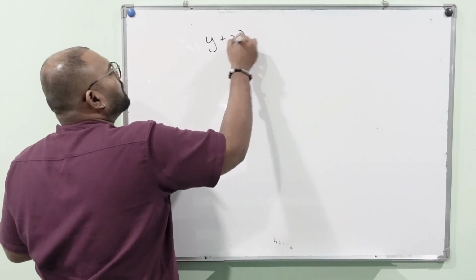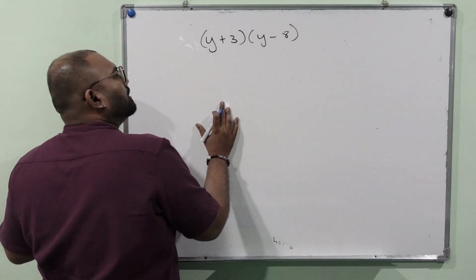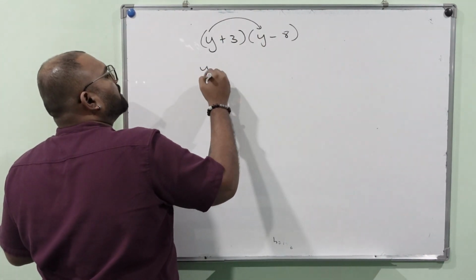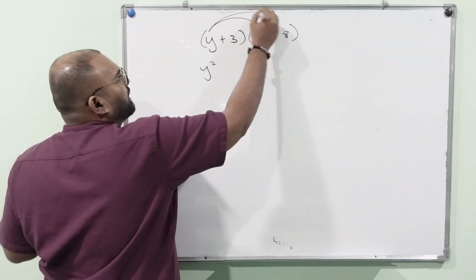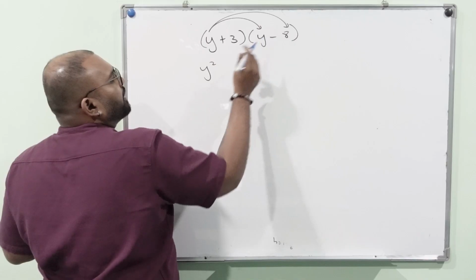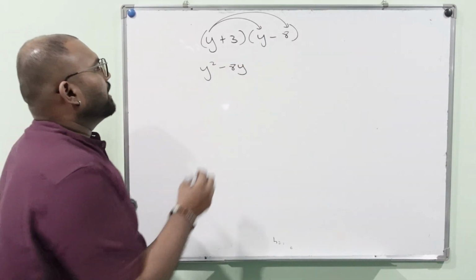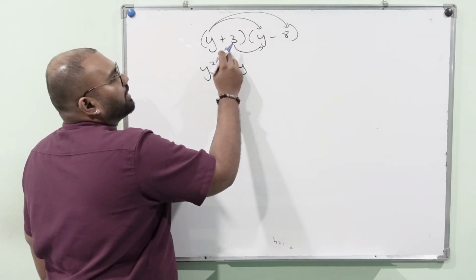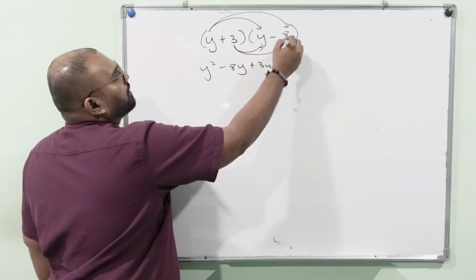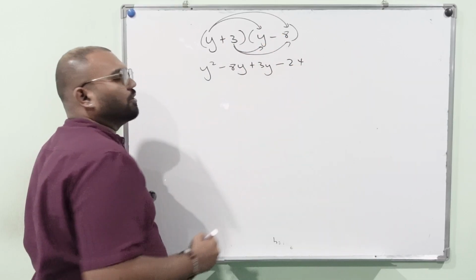Y plus 3, y minus 8. Okay, so let's check. This one times this one, y times y, y square, and y times negative 8. Dari ini pergi dua line y times negative 8, lekatkan negative 8y. Clear? Then kita buat ini dengan ini. 3 times y, positive, positive, positive 3y. Positive, negative, negative, 3 times 8, 24.